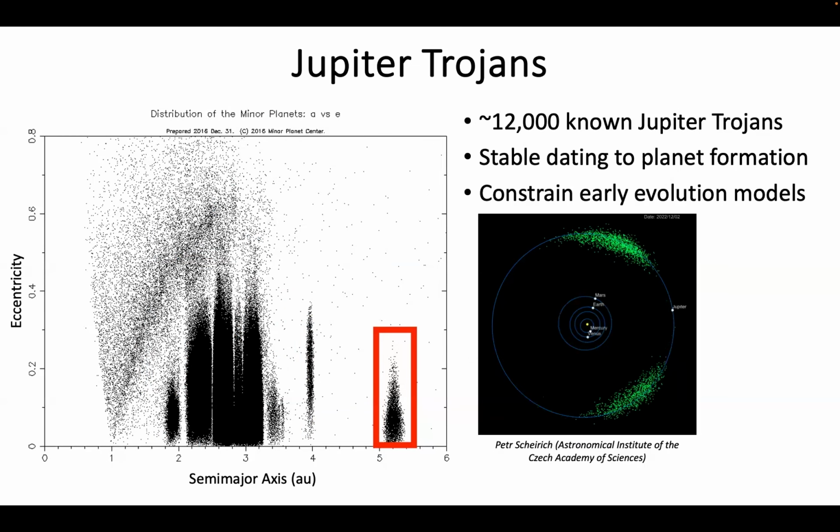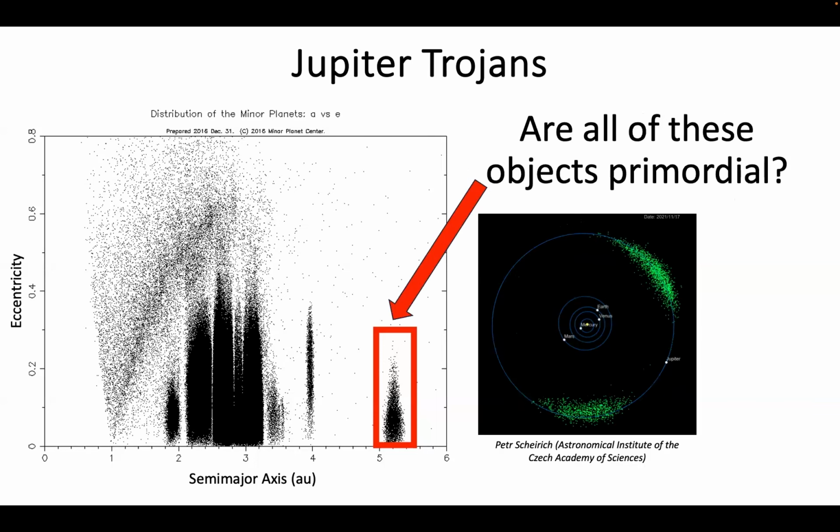However, looking again at this black and white plot on the left, it's a little difficult to know all of these objects that have orbits similar to Jupiter's orbit. How do we know whether they all are actually part of this primordial population in order to be able to use them to constrain these models of Jupiter's migration? There could be interlopers in this population as well. Just by looking at this plot, we don't really know which are which.